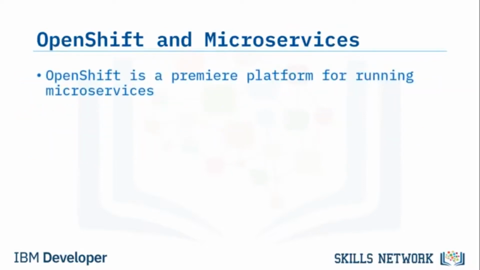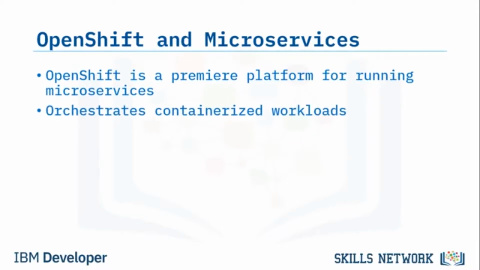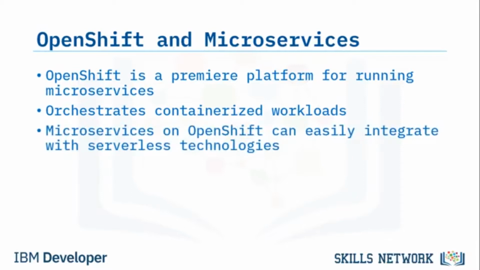OpenShift is a platform for running microservices. OpenShift is tailor-made for deploying cloud-native services in an automated fashion. Serverless architectures often work in tandem with other forms of compute, such as virtual machines and containers. OpenShift orchestrates containerized workloads and thus provides an excellent pattern for a cloud-native application. You can integrate OpenShift with serverless technologies when serverless can better meet your organization's needs.